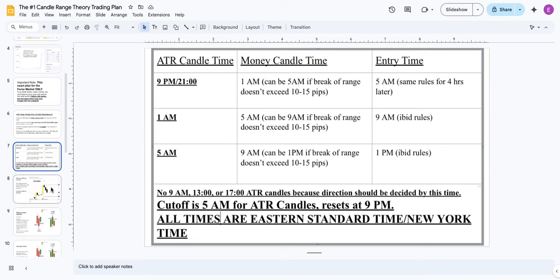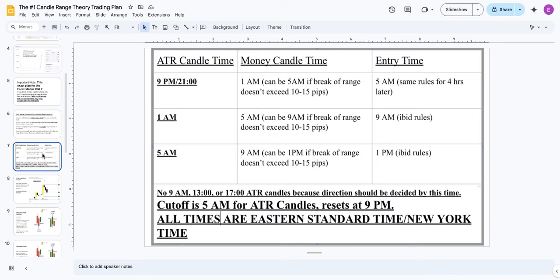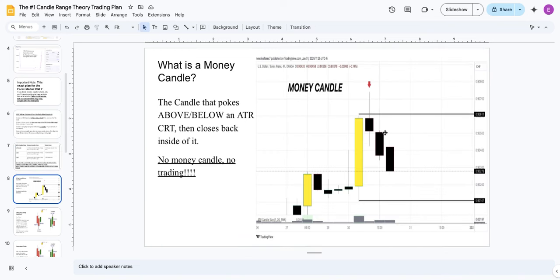So how does this look? Here we go. First off, though, let me define a couple terms. So, what is a money candle? You'll see here money candle times. A money candle is the candle that pokes above the ATR candle. This yellow candle here means that price has gone up and exceeded its ATR. So, for example, if an ATR is 50 and this candle is 75 pips in one direction, obviously, I'm expecting price to retrace. That's all that means. That's the ATR candle.